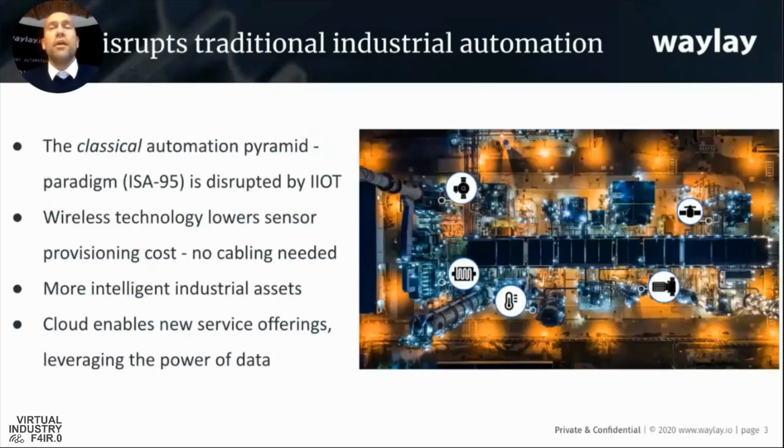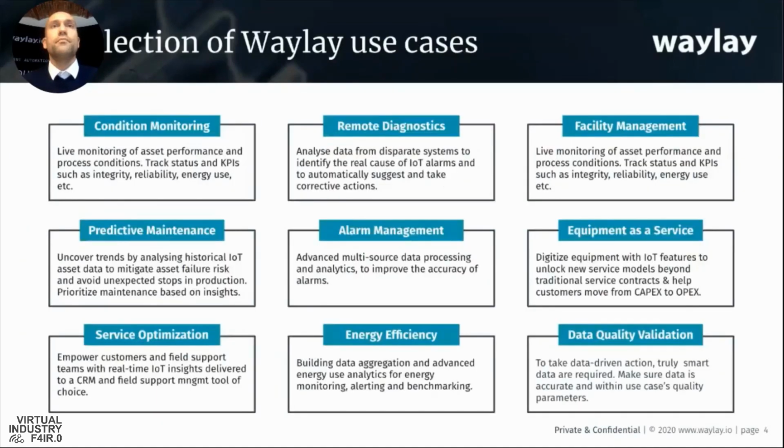Now, what you can see here is basically a couple of statements that we see in the IoT world, in the IIoT world especially. We really see that the classical automation pyramid, according to ISA 95, is disrupted by IIoT. The wireless technology means that we can get data very distributed from remote locations as well, without the need of extensive cabling, digging up the ground. Our assets are all becoming more intelligent. And through IIoT, we're really able to connect those assets and act upon this data, whereby we are using the cloud services that are available and that Waylay gives us.